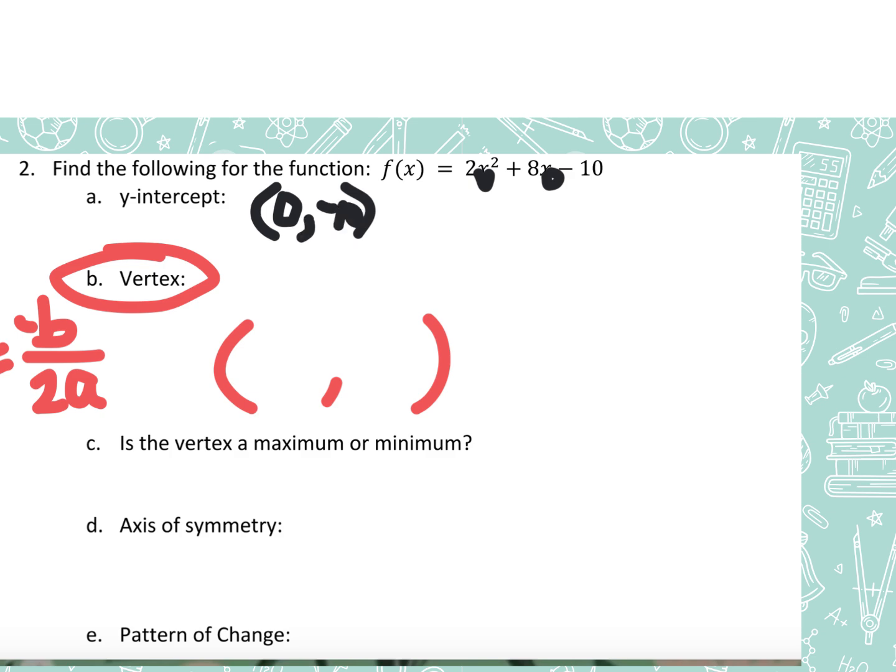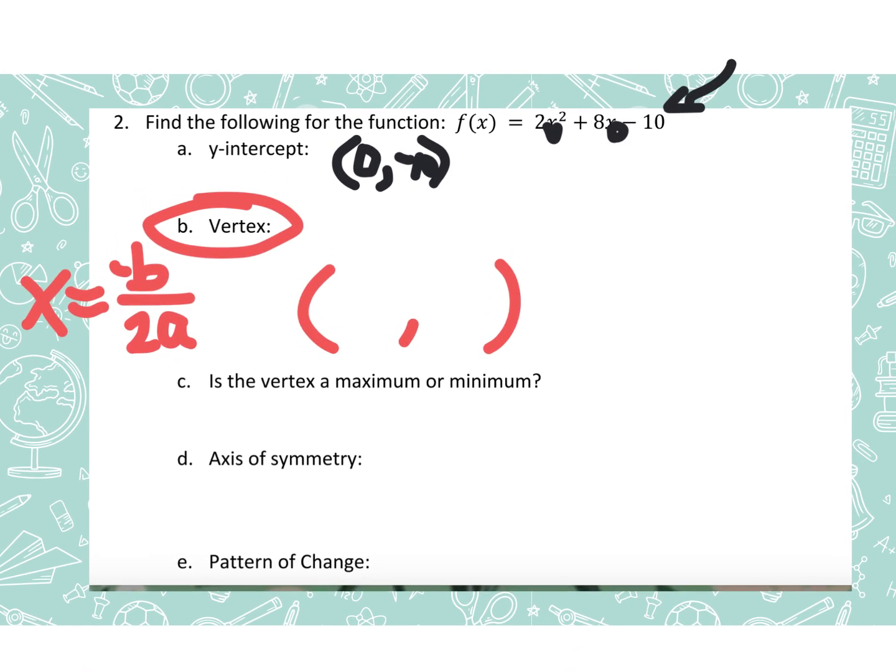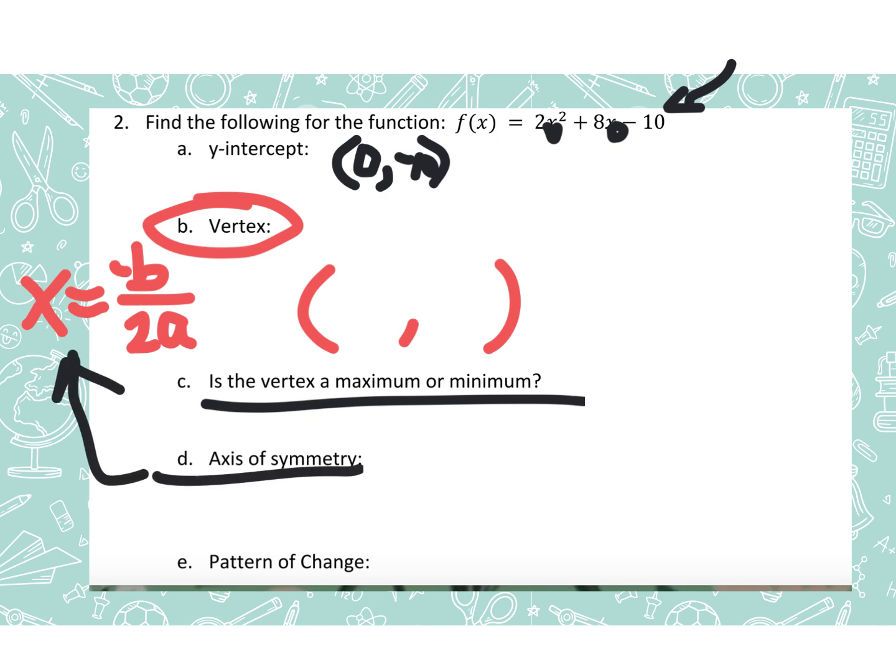0, negative 10. Sure, that is the y-intercept, but you can't just say negative 10. All right, now try to get that vertex. This is the new thing from yesterday. The max-min is easy if you know who max is. Axis of symmetry, that's this. Pattern of change, you can cross it out. We do not do that. On the test, we will not ask you for the pattern of change, so don't worry about that.